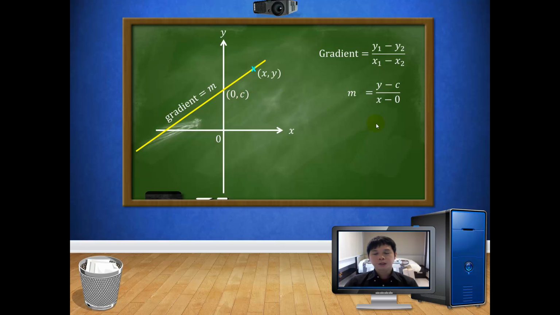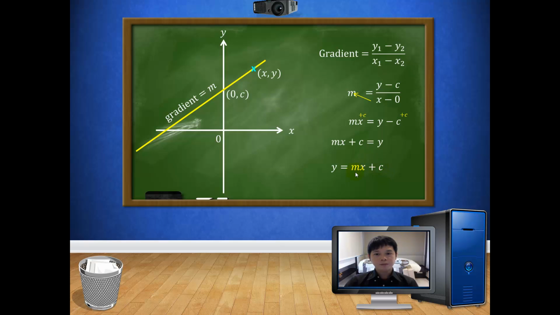We shall now do a bit of algebraic manipulation by doing a cross multiplication. On the left hand side we will have mx, and on the right hand side we will have y minus c. Now we shall proceed to add c on both sides, and we will end up with mx plus c equals to y. Rewriting y on the left hand side will result in y equals to mx plus c. And hence the equation of this diagonal line here is given by y equals to mx plus c.